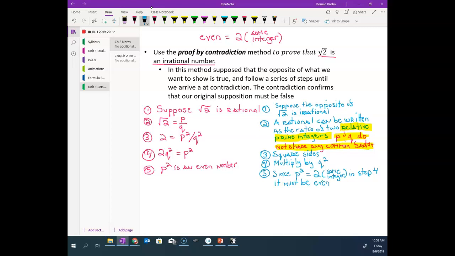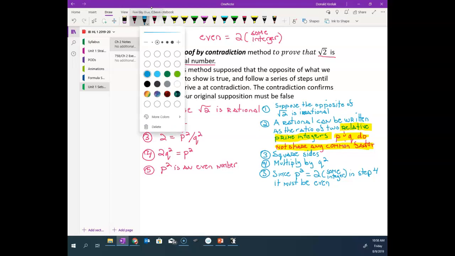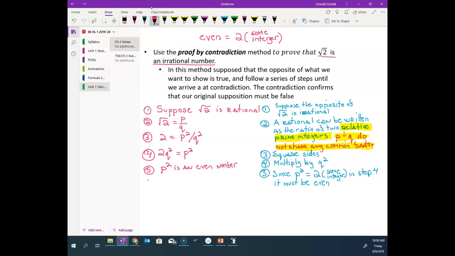That's what an even number is. It's a multiple of 2. Even numbers are multiples of 2. Okay, now, if p squared is even, let's see, do I want to write it here? Yeah, I guess so. If p squared is even, then p is even.